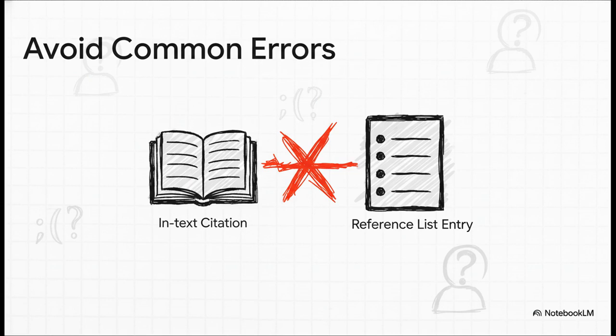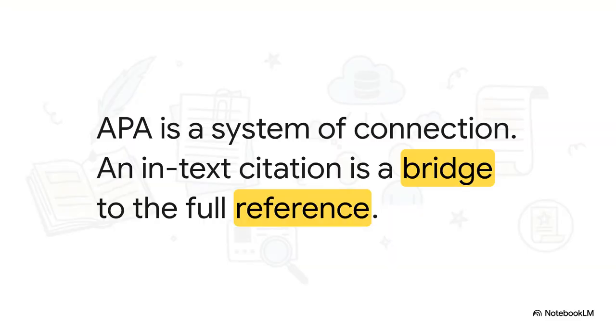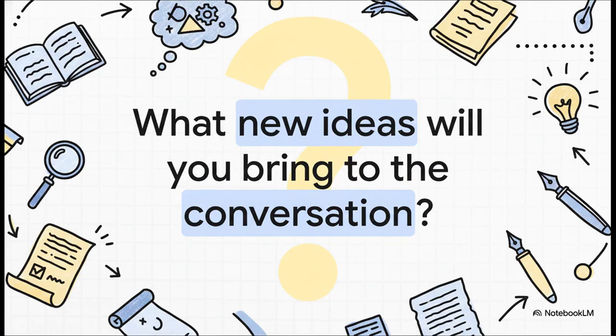Always double check that your in-text citations and reference lists match up. It's the most common mistake. So just remember, APA is basically a bridge connecting an idea back to where it came from. You've got the tools. So what new ideas are you going to bring to the conversation?